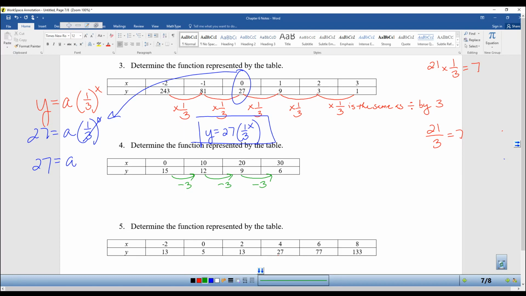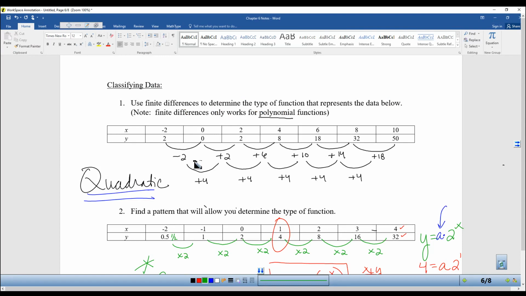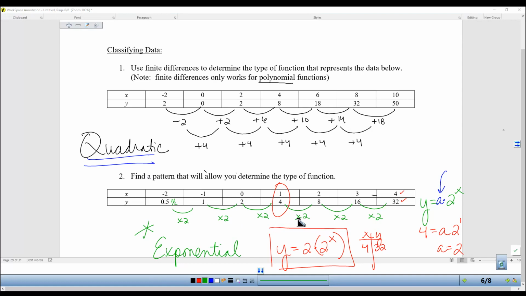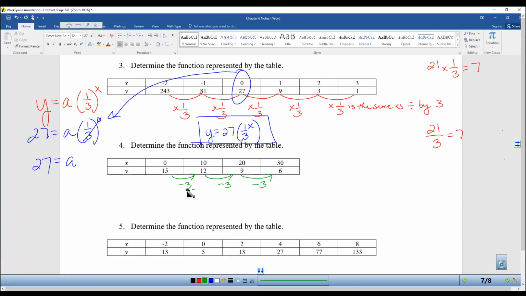So remember what that means. If it takes 2 rows for it to change the same each time, then it's quadratic. If you multiply by something each time, then it's exponential. But if you add or subtract and on the very first time there's already consistency, then it's linear.